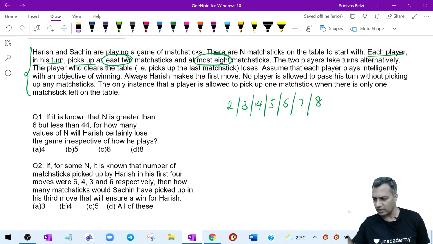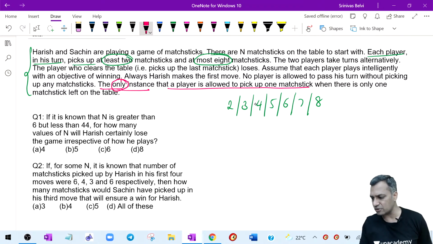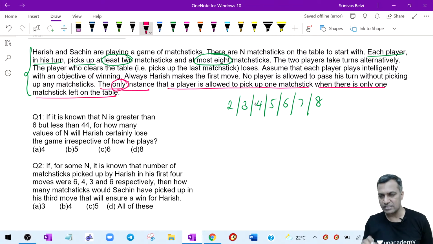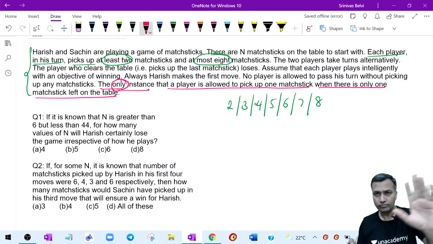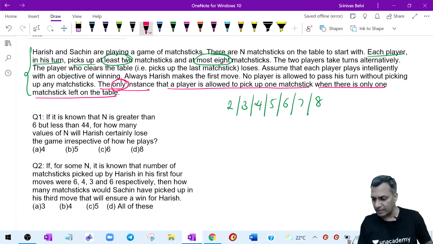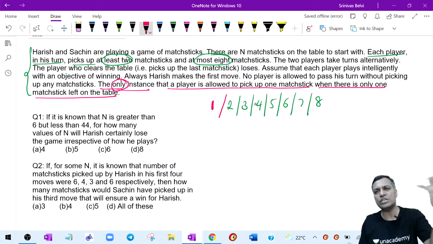And then we say that, okay, the entire sequence is given, but it's also given that the only instance that a player is allowed to pick up one matchstick is when there is only one matchstick left on the table. If there is one matchstick left on the table, then you can't say that it's a tie. Instead, you got to pick it. Therefore, I'm adding this one here in red color, saying that one is also allowed. Just in case one is left, we will not say that let us redo this particular game or that for this particular kind of number there is no winning strategy. Instead, we will say that there is an exception.